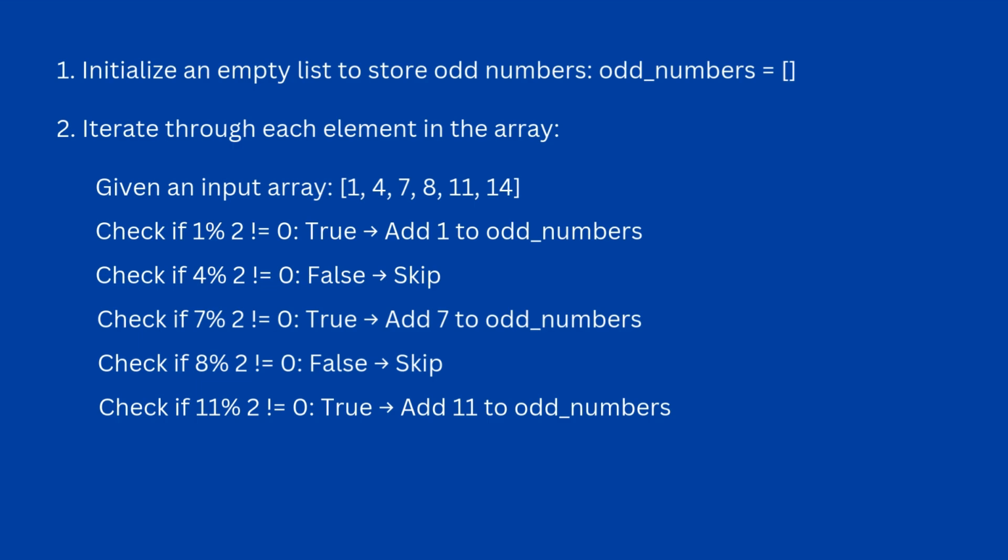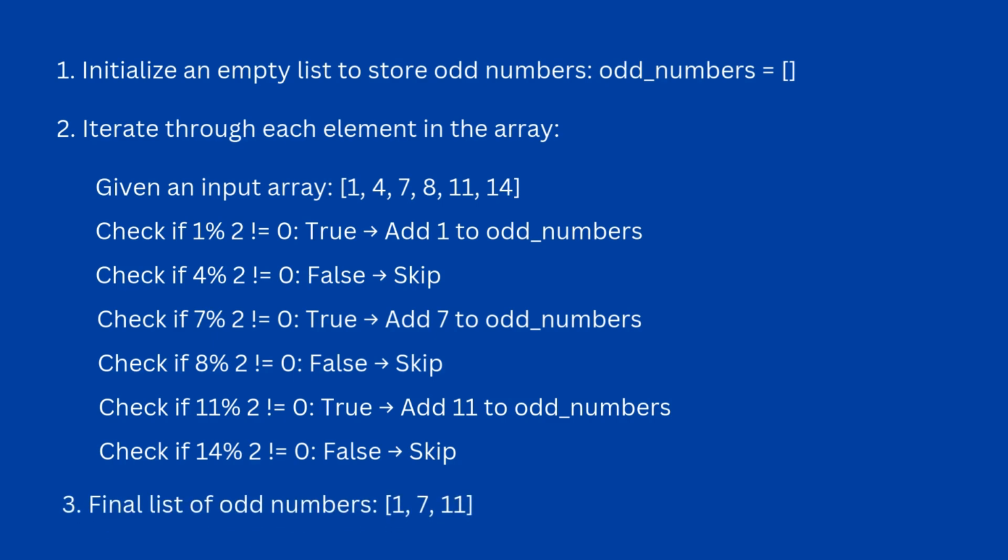So the fifth element is 11. Check if 11 modulo 2 is not equal to 0, and it is true, so it will be added to odd numbers. And the last element is 14. Check if 14 modulo 2 is not equal to 0, which is false, so this will be skipped. So after the iteration of each element, here is the final list of odd numbers: 1, 7, and 11.